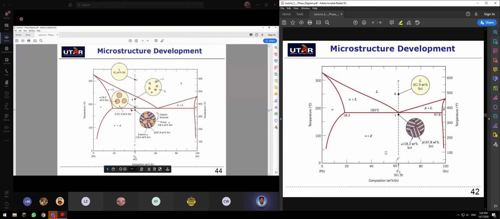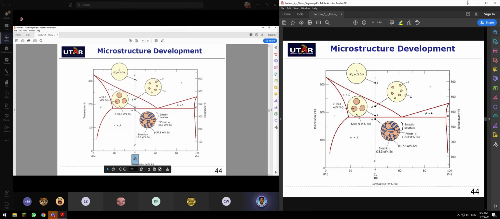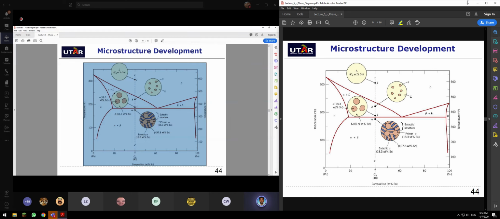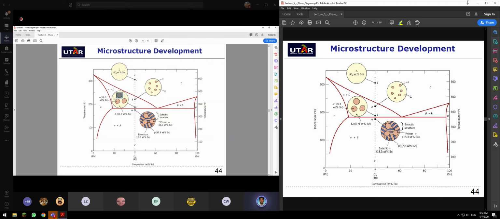Okay. Now, if you look at microstructure development without going through the eutectic point, for example, you have pure liquid with a composition of 40, and when you cool down, you have alpha rich liquid. And then when you cool down further, you have an alpha at 18.3 over here, and it grows bigger. So these have cooled first. Can you imagine these have cooled first?